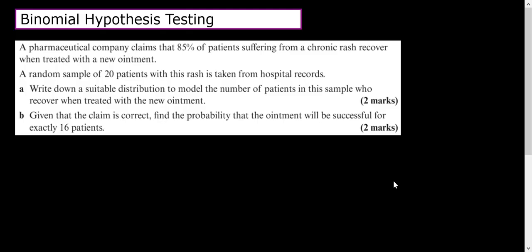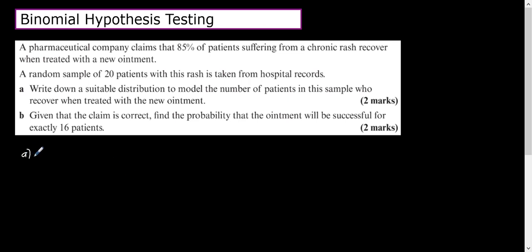So here is a binomial distribution question that we're quite familiar with up to this point. A pharmaceutical company claims that 85% of patients suffering from a chronic rash recover when treated with a new ointment. A random sample of 20 patients with this rash is taken from hospital records. Write down a suitable distribution to model the number of patients in the sample who recover when treated with the new ointment. Now that's pretty standard stuff.